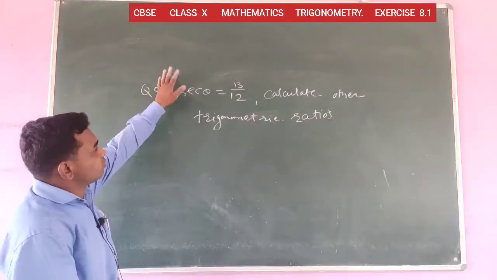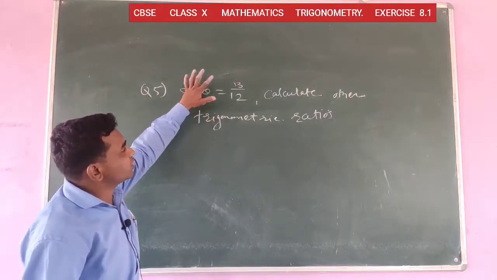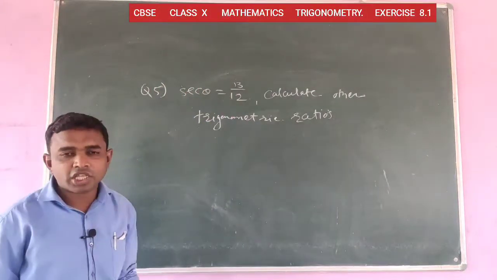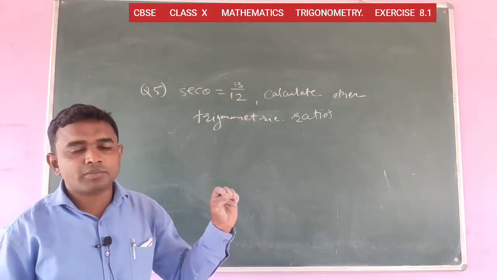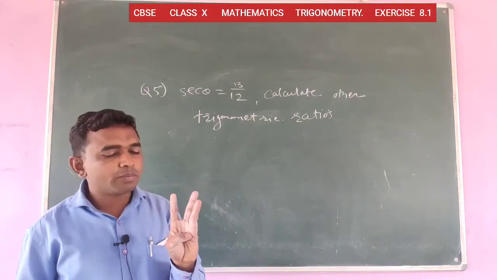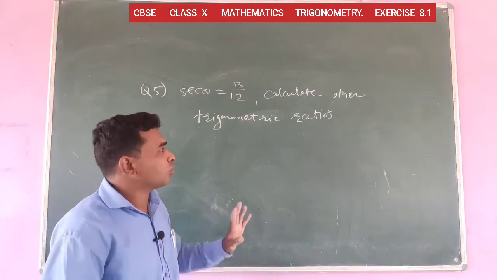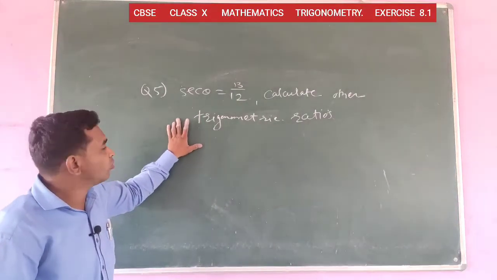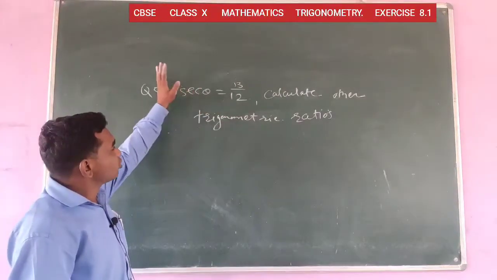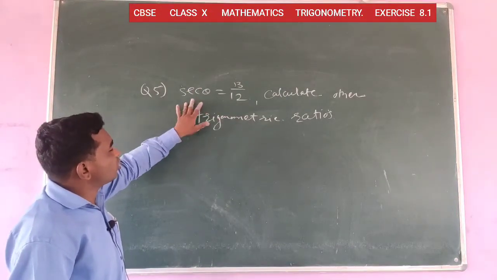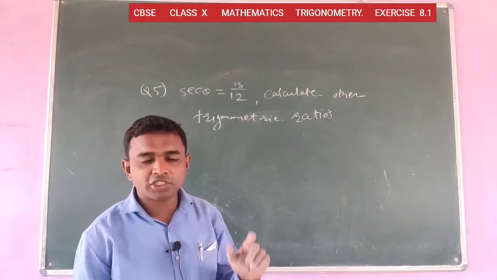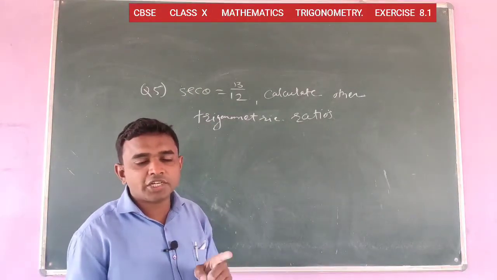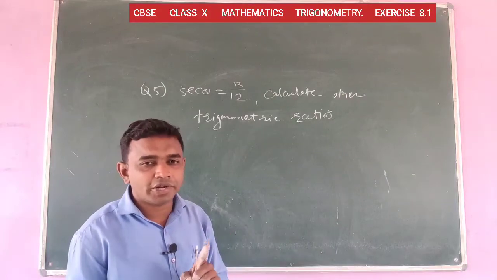Question number 5, which value is given? Sec theta is equal to 13 upon 12. Then calculate the other trigonometric ratios. This is the homework example for you. Understand? Question number 3 and question number 5, both are homework for you. When you solve this question, firstly write down the given function, sec theta is equal to 13 upon 12. After that, just draw a figure of a triangle.